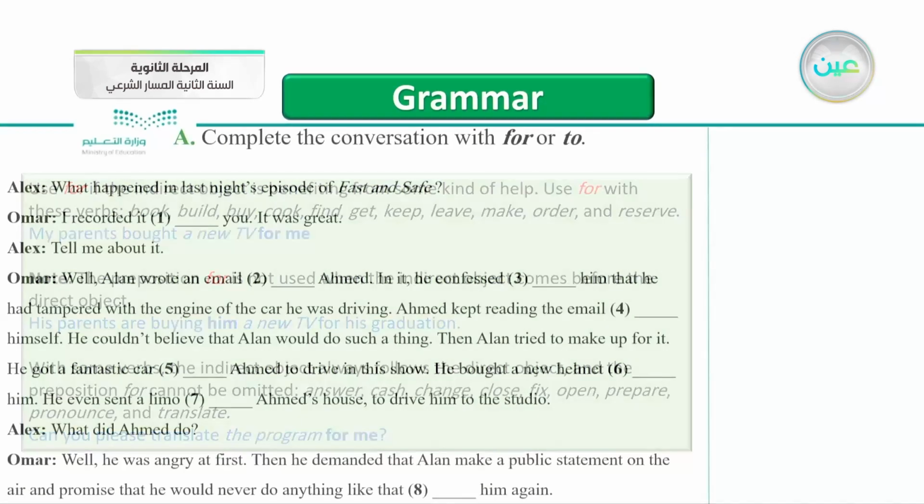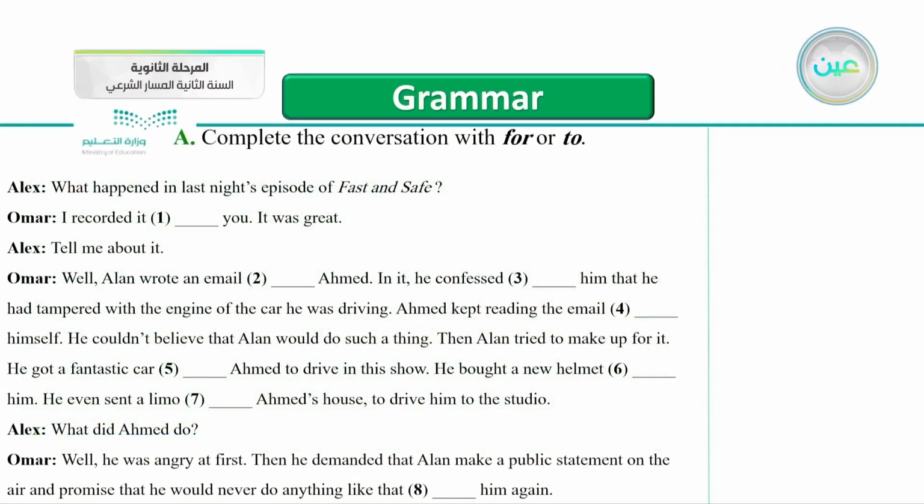Let's take some exercise here just to cement our understanding of this lesson. Complete the conversation with "for" and "to". We have the conversation between Alex and Umar. What happened in last night's episode of Fast and Safe? I recorded it. Yes, it was great. So in these gaps, we'll put "for" or "to".